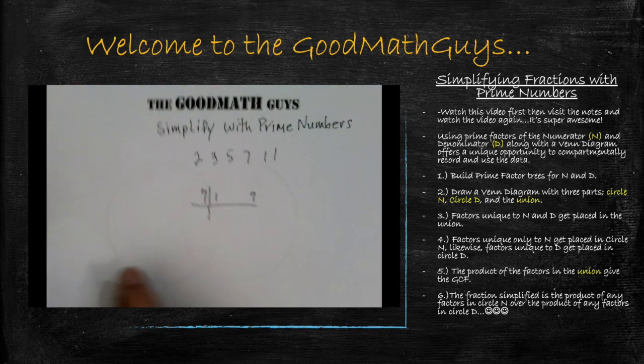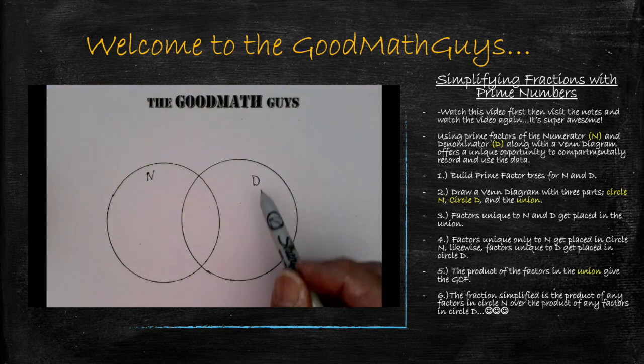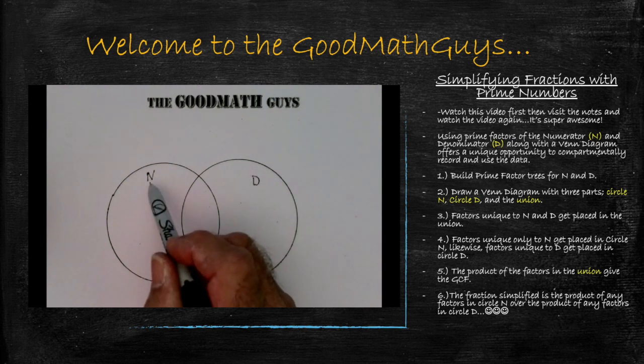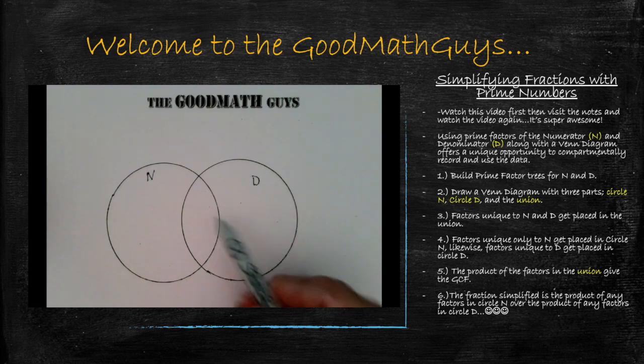I'm going to flip over to something that we call a Venn diagram. Now, the Venn diagram consists here of 2 circles that we'll call sets. So we have the set for n, which stands for numerator. We have the set for d, which stands for denominator. And we have this area in here that we call a union of both of those sets because they overlap.